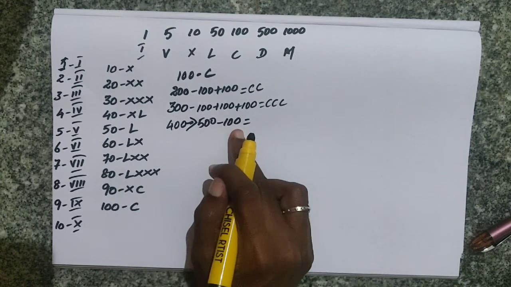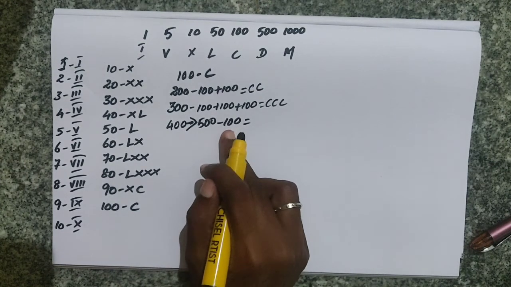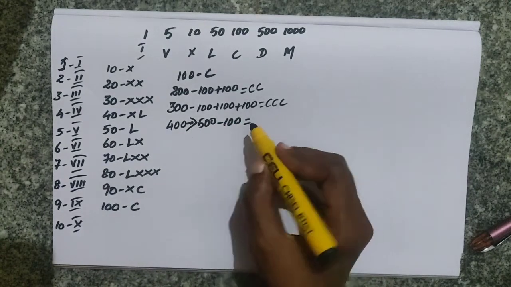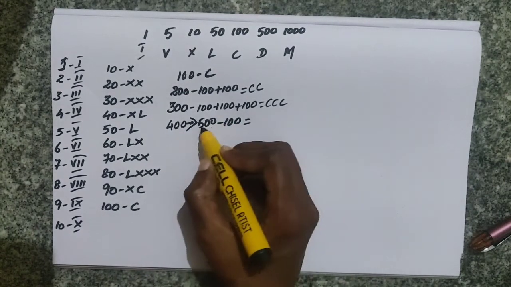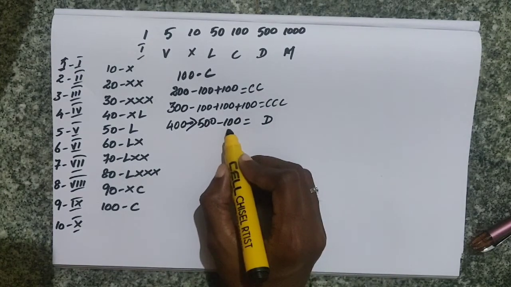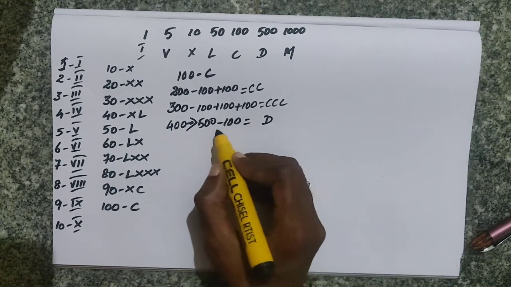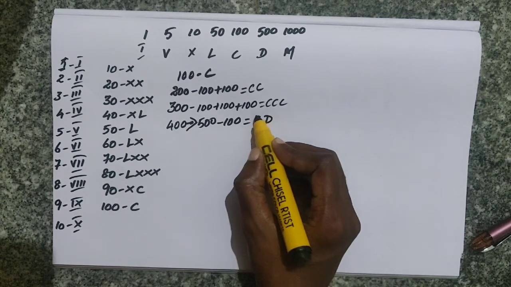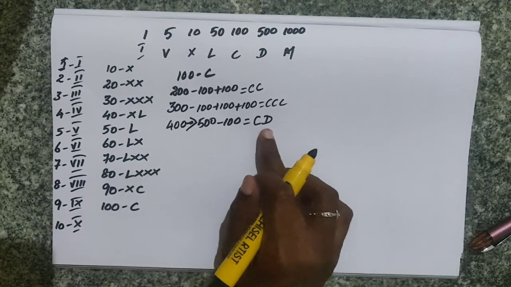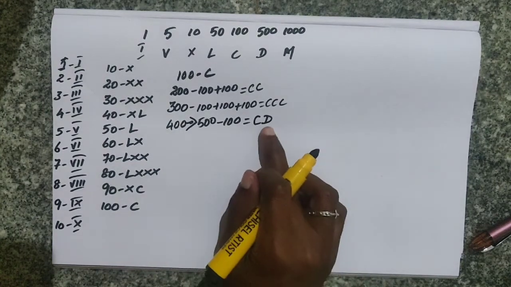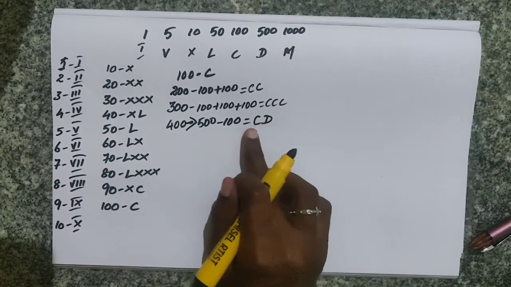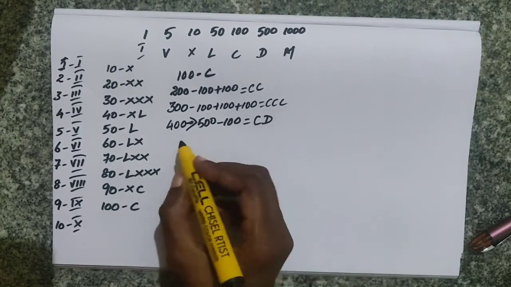500 is bigger, 100 is smaller. So the smaller numeral must come on the left side of the higher numeral. Here the bigger numeral is 500, that is D, and the smaller numeral is 100, C. Since it is subtraction, it should come on the left side. So this is 400, 500 minus 100.